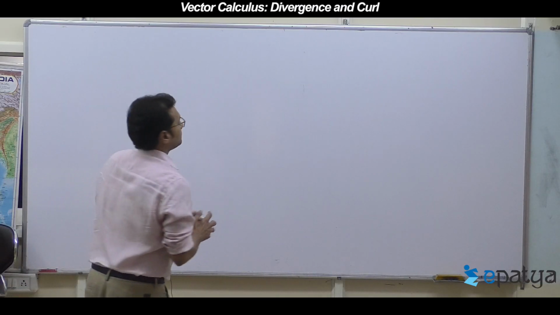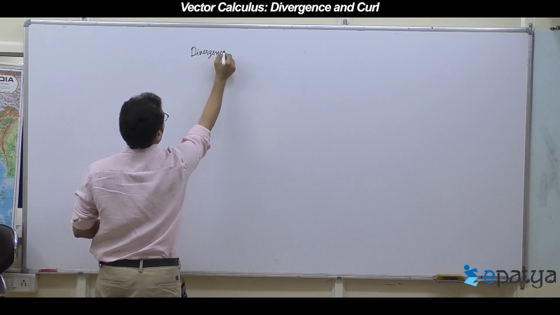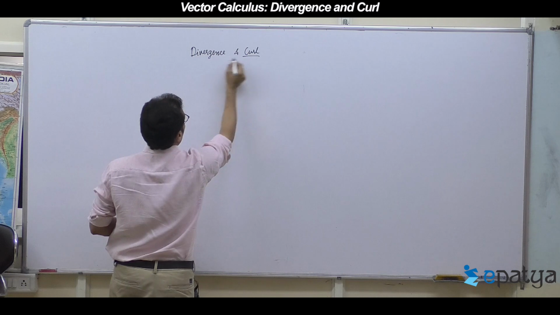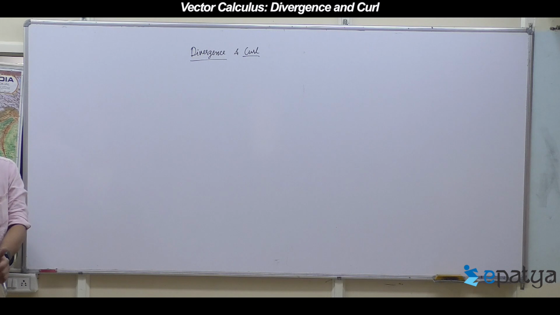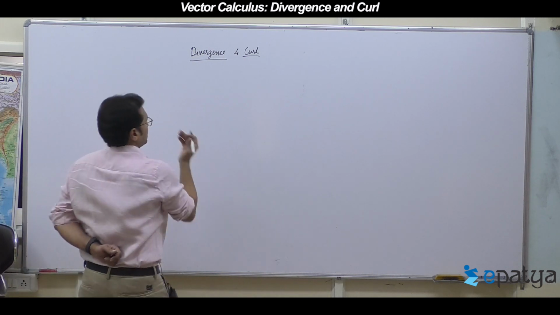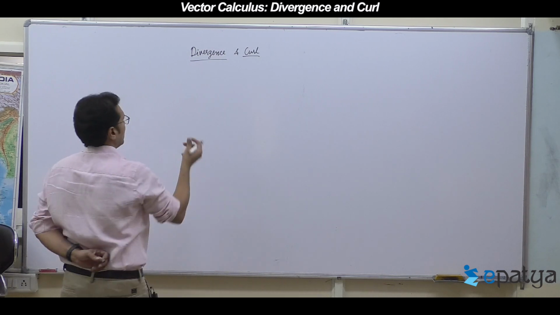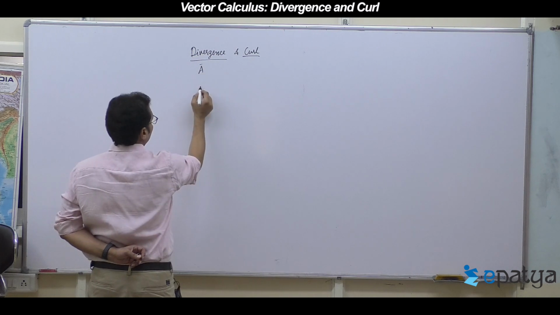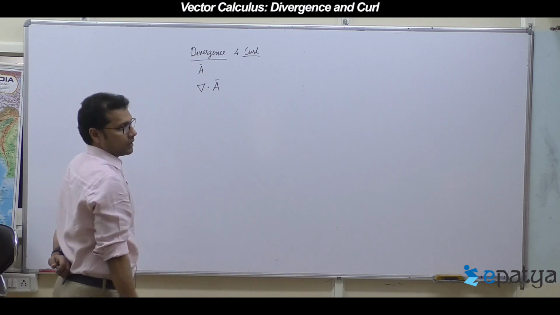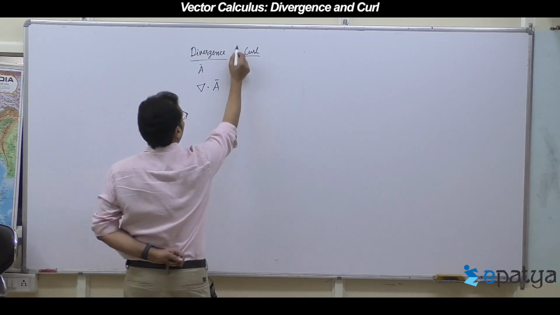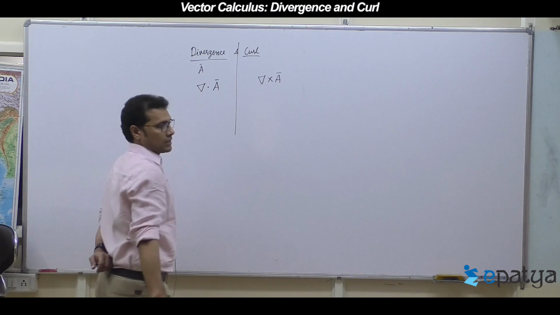Okay. Now we'll see divergence and curl. Divergence. Suppose I have some vector point function a bar, then del dot a bar we call divergence of a bar, and del cross a bar we call curl of a bar.